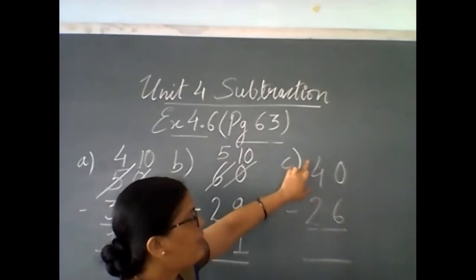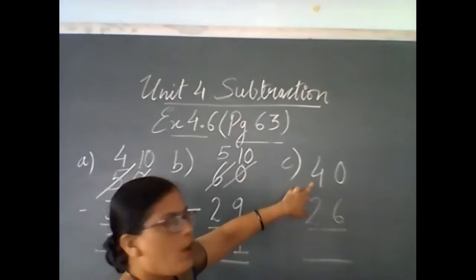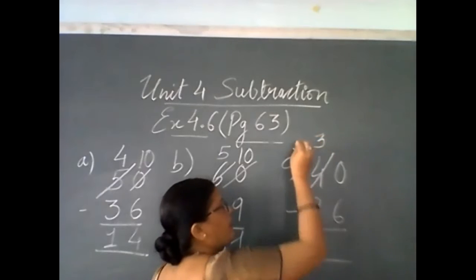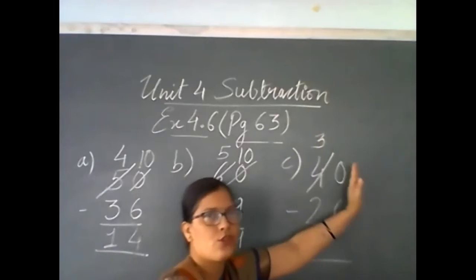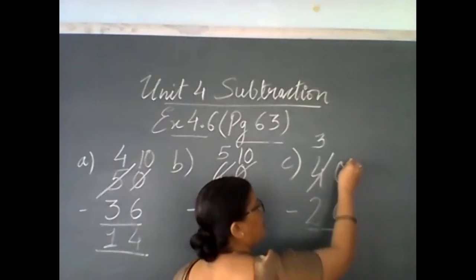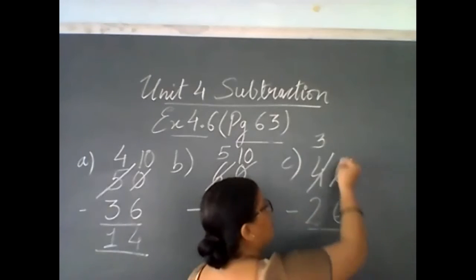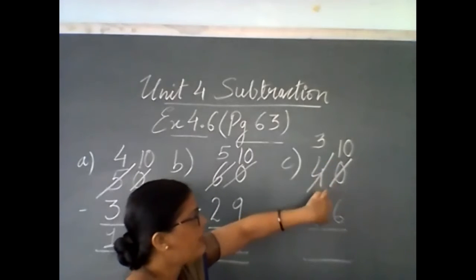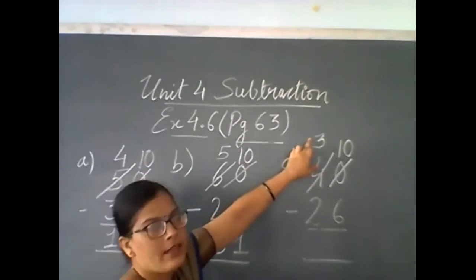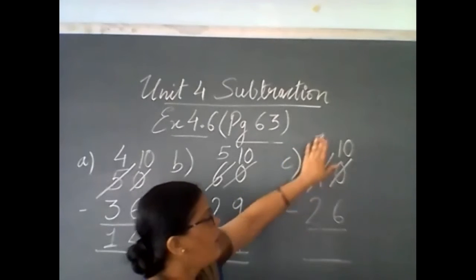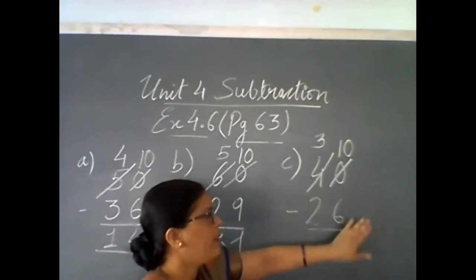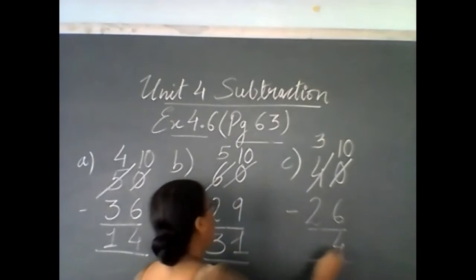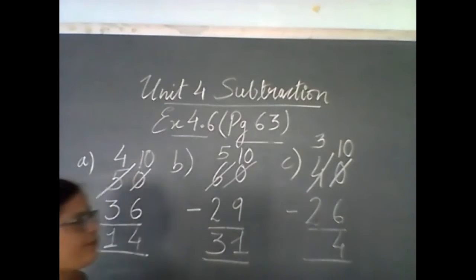Now what is at tens place? 4. Now when we'll take away 1 from 4, 4 becomes 3. And when this 1 passes to ones place, what happens? 0 becomes 10. You just have to cut this 0 and write 10. You have to cut 4 and write 3 above. Now we'll subtract. 10 minus 6, 4. We have solved here also.